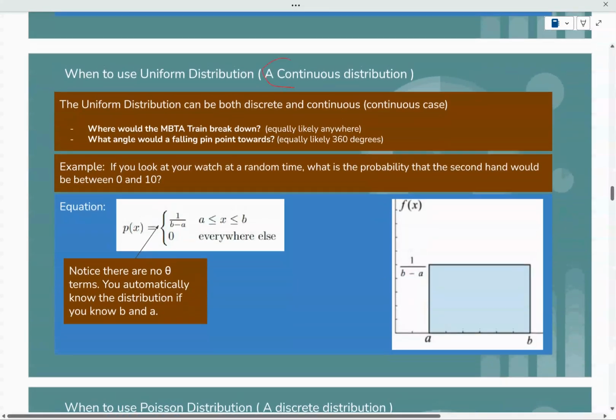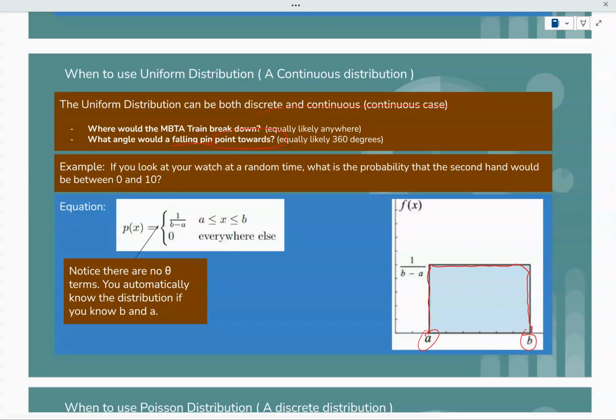Now, there's a continuous version as well for the uniform distribution. Right? It could be either discrete or continuous. So, for example, where would the MBTA train break down? It could break down anywhere uniformly between point A and B. Therefore, it's a continuous thing. From point A to point B, they're equally likely to break down. Or what angle would the falling pin point towards? So it's 1 over 360 degrees.